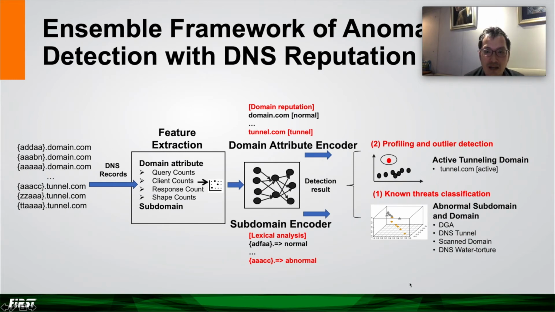With the Lambda architecture, we then import an ensemble framework to satisfy our analysis process. The first one is feature extraction, which is based on the DNS attributes we want to extract. The extracted features will be provided to two modules. The first is the domain attribute encoder, and the second is the subdomain encoder. Both modules will help us do further analysis.